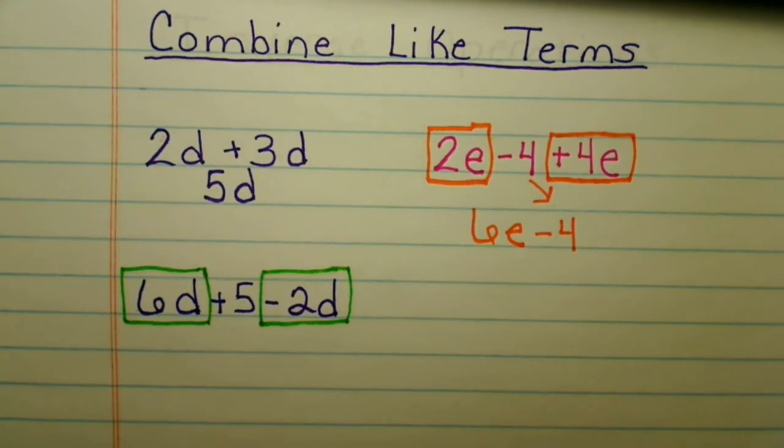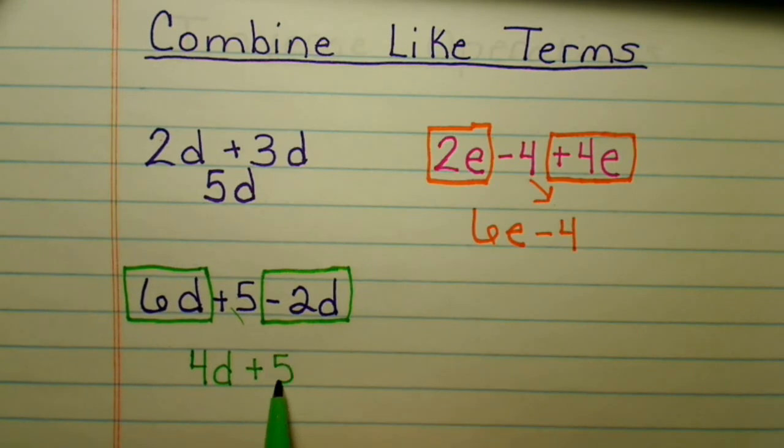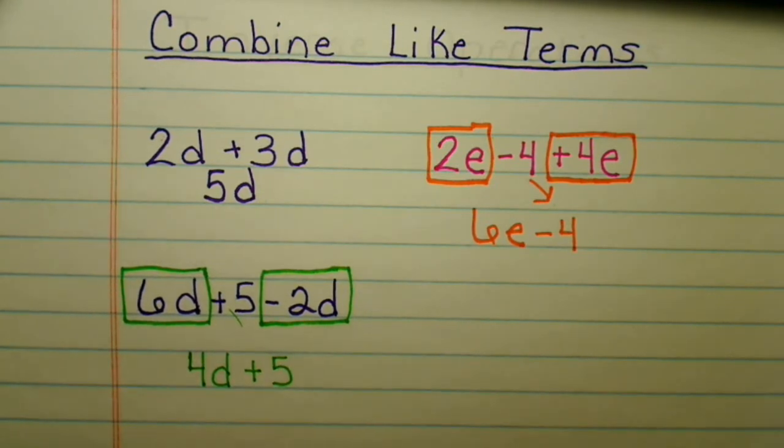Once again, guys, that's very important because both of these have the same variable, and you always want to include the sign in front of the number. And that gives me the 4D, and then you want to bring down the plus 5.